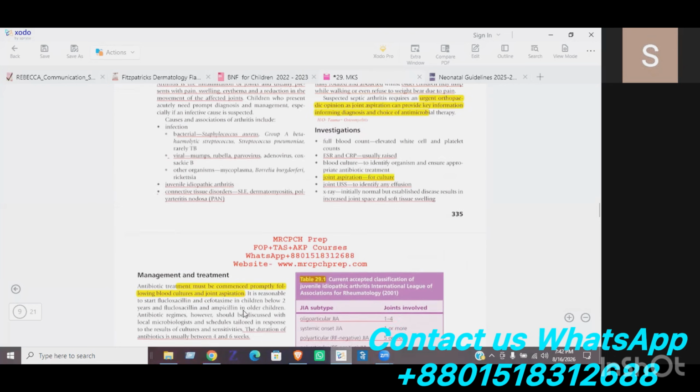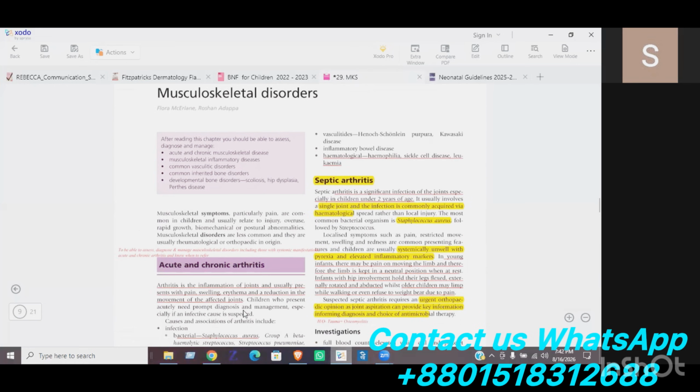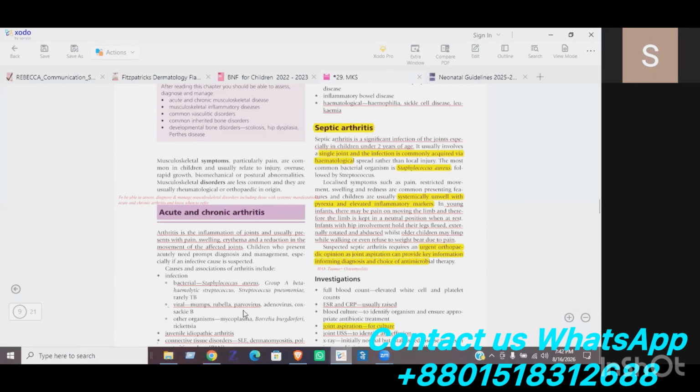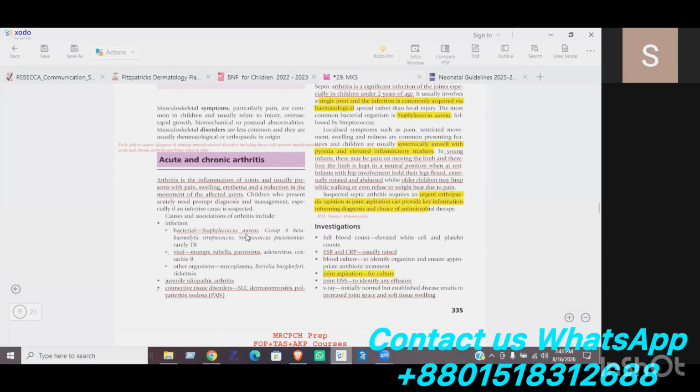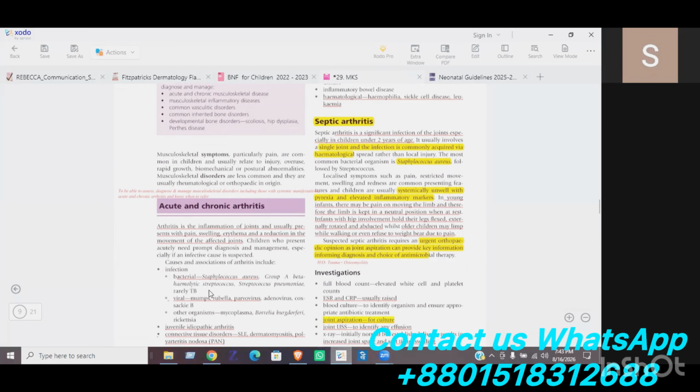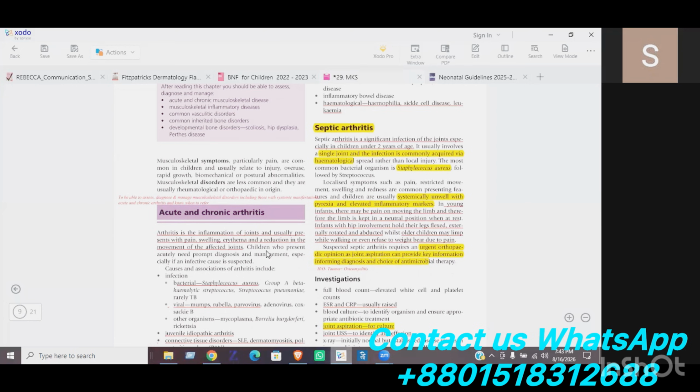I am discussing the more important topics first, then the new topic. Acute and chronic arthritis. Arthritis means inflammation of the joint, usually with pain and swelling of the affected joint. Most common is bacterial, viral. Others are not important. So these are the five important topics, the five-star topics. Septic arthritis.